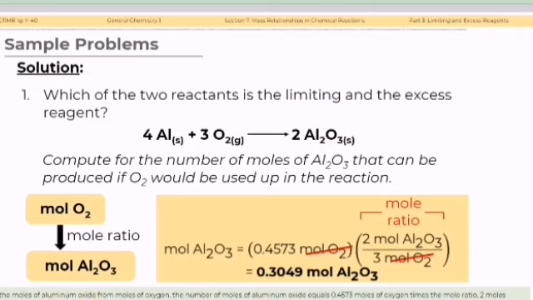Now, for the moles of aluminum oxide from the moles of oxygen, the number of moles of aluminum oxide equals 0.4573 moles of oxygen times the mole ratio, 2 moles of aluminum oxide per 3 moles of oxygen. Simplifying, we get 0.3049 moles of aluminum oxide.